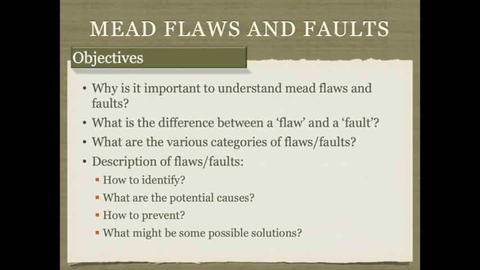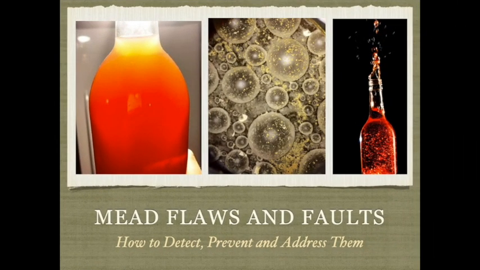Well, here's an overview of what we are going to talk about. I'm going to review why it is important to understand mead flaws and faults, distinguish the difference between a flaw and a fault, discuss some of the various categories of flaws and faults, and then describe each of them and go through how to identify the potential cause and how to prevent it, and if there's a solution, what some of the possible solutions might be. Mead flaws and faults, how to detect, prevent, and address them.